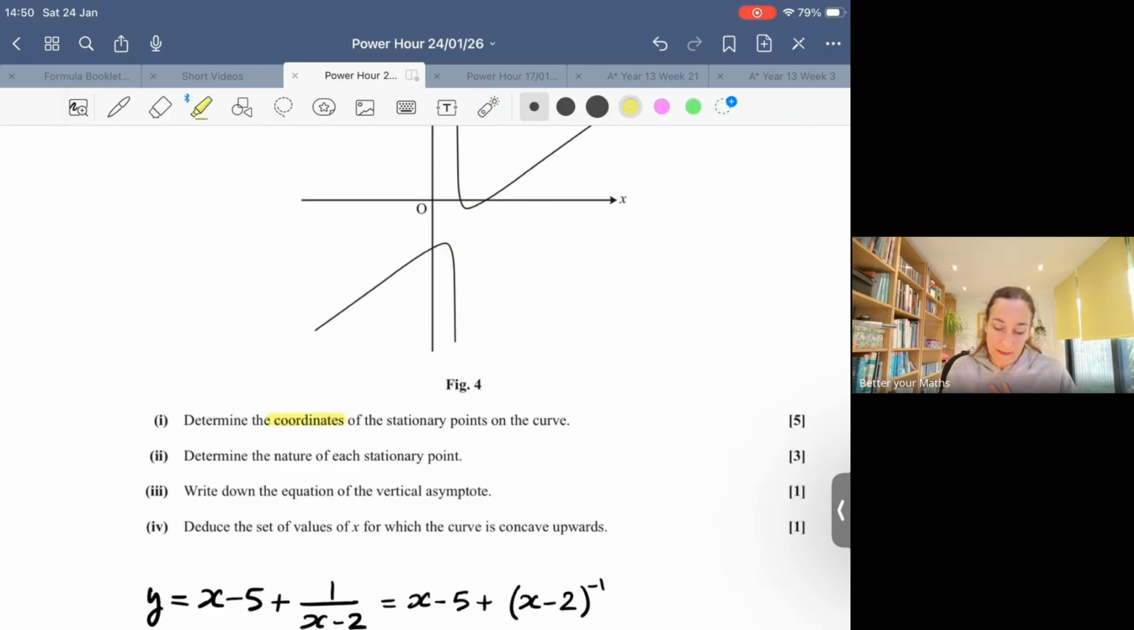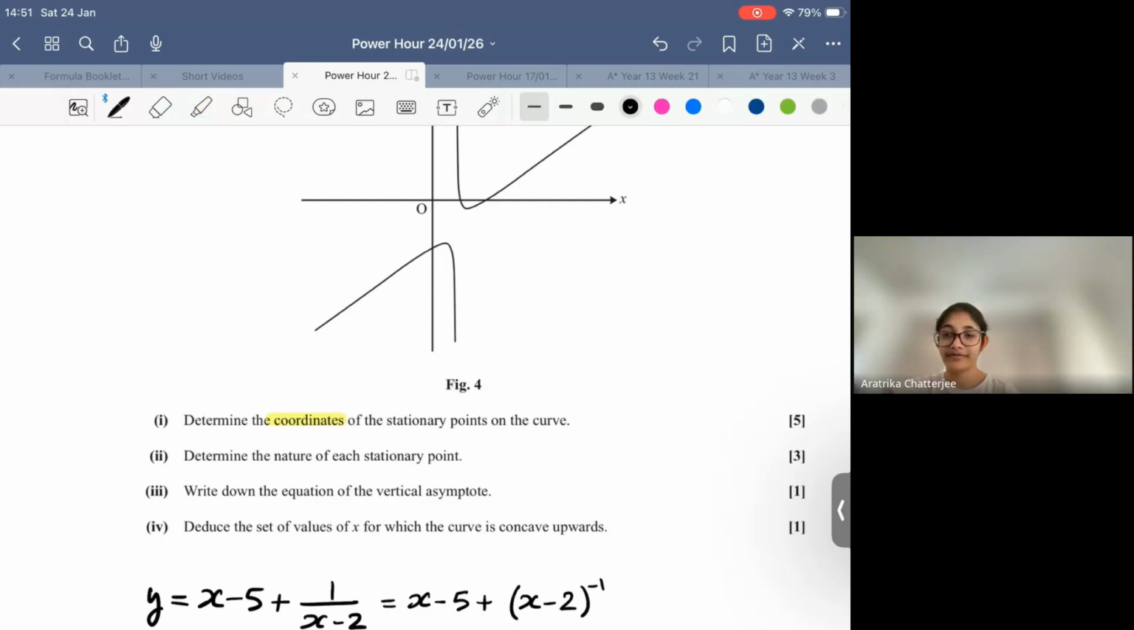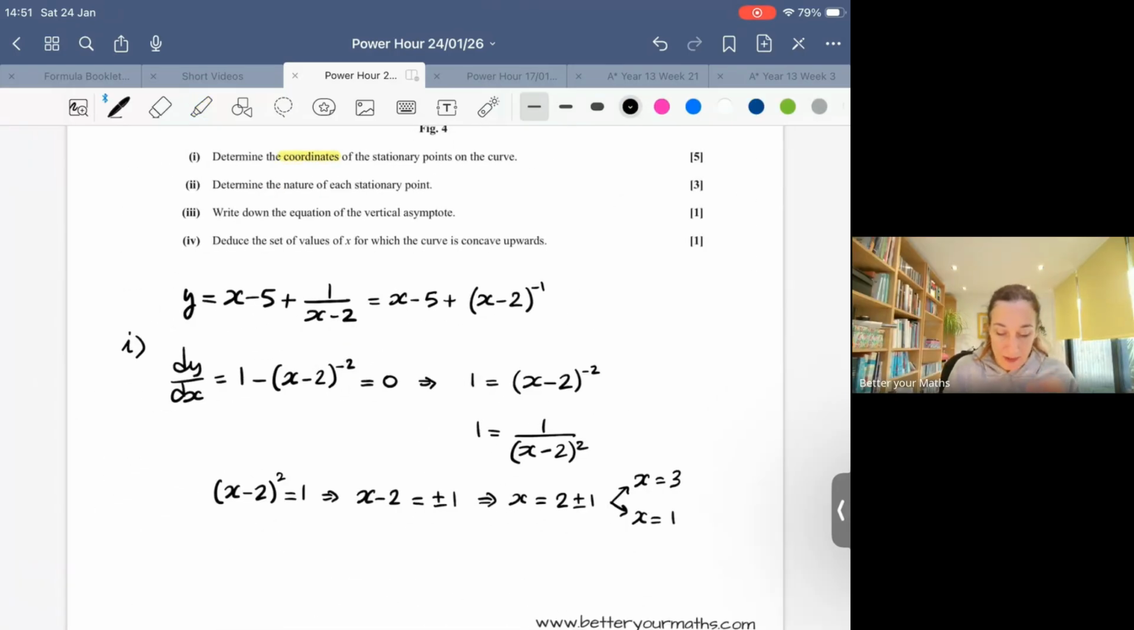Have I finished answering this question? No. What else am I missing? What do I need to find? Anatrika. We need to find the y coordinates. 100%. So if they ask me the coordinates, please don't leave just the x, we need the y.